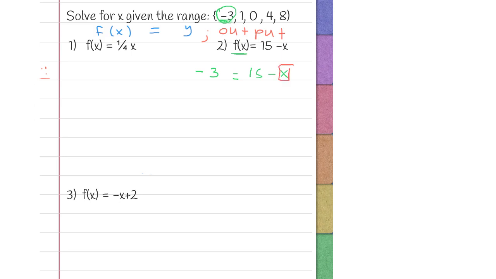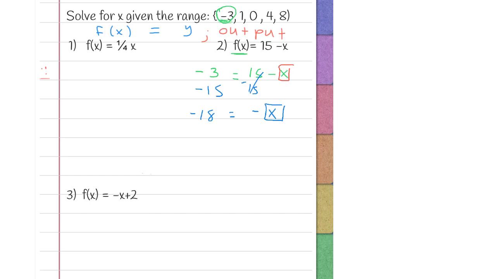All right, so that means I have to move that 15 to the other side. Well, what is the opposite of positive 15? Well, minus 15 on both sides. Negative 3 minus 15, well, that is negative 18, is equal to negative x. Put a box around that x. Now, I have a negative there.